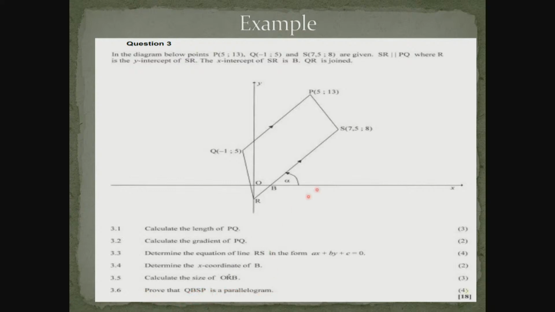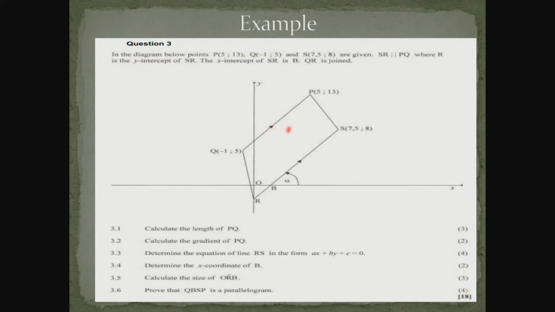Prove that QBSP is a parallelogram. What are the properties of a parallelogram? Remember those properties so that when you use the analytical method, I know that the pair of opposite sides is parallel. So if this is parallel to that, then what about P and S? If we can show that PS is also parallel to QB, then QPSB will be a parallelogram.